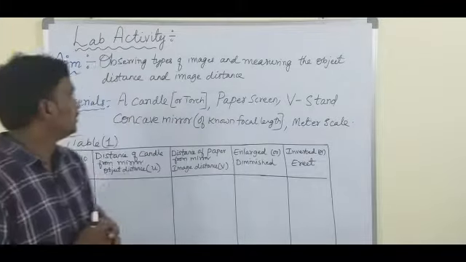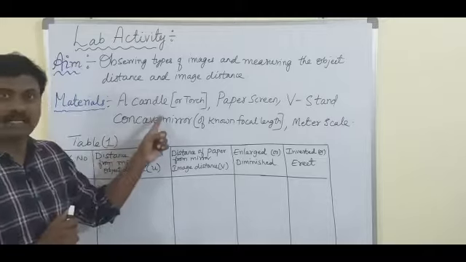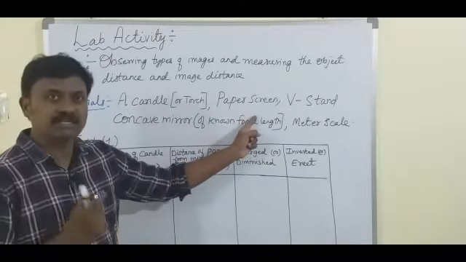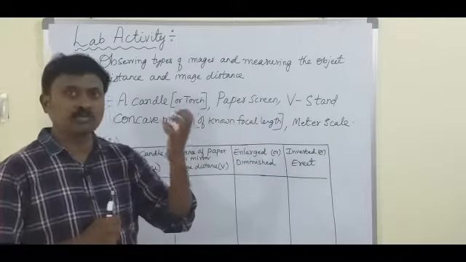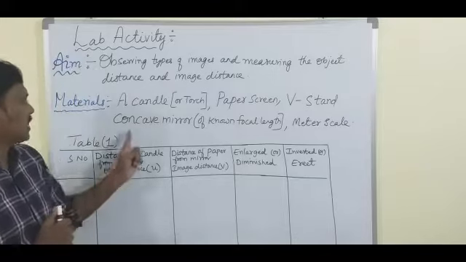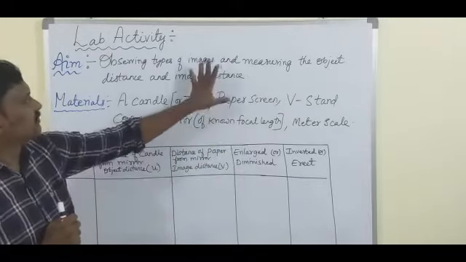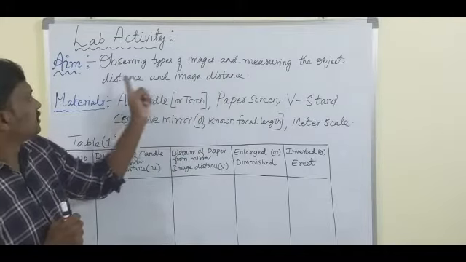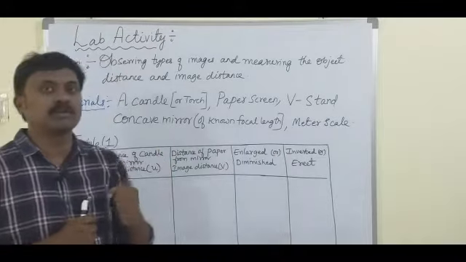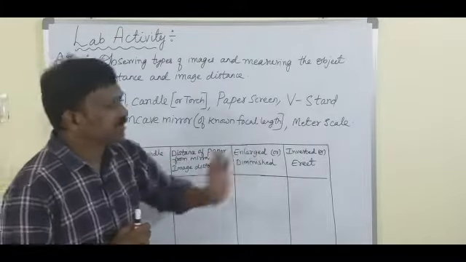Okay children, see the materials which are required to do the activity. A candle, or we can also use a torch, a paper screen which acts like a screen to obtain the images, a V-shaped stand, and a concave mirror of known focal length. Generally for this activity, for observing the type of images, we are using a concave mirror of known focal length, and a meter scale.